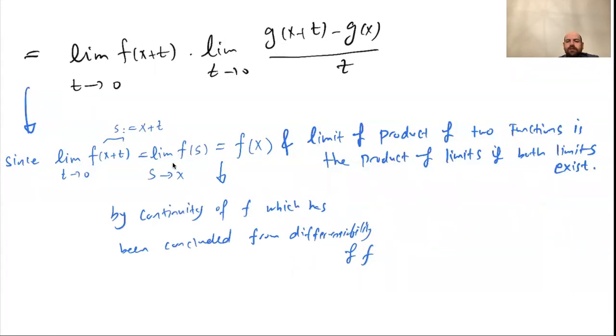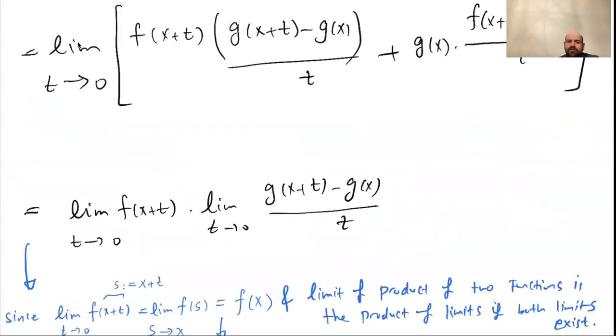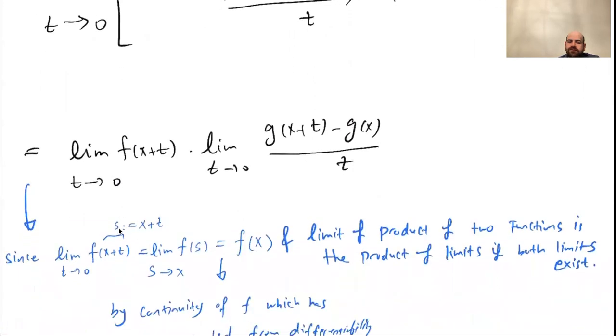Okay, so this was a little bit long. Let me tell you the idea again. We have limit of product of two functions here. This is the product of the limits of those two functions if we can justify that the limit of each function exists. But this limit exists by differentiability of g, which is my assumption. And this limit exists. Why? Because if we rewrite it this way, we can write it as limit f of s, s approaches x, and this is equal to f of x. Because f is continuous. Why is it continuous? Because it's assumed to be differentiable.